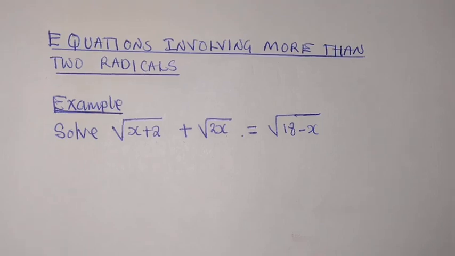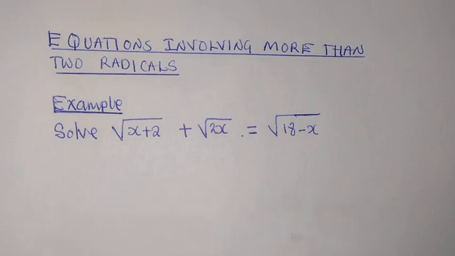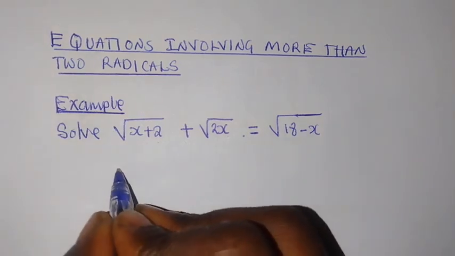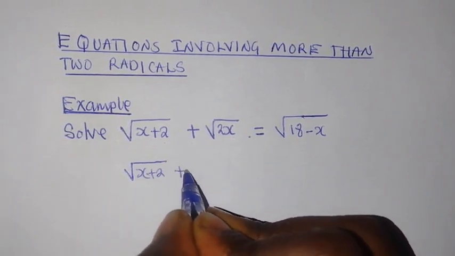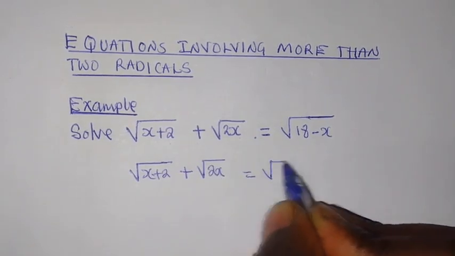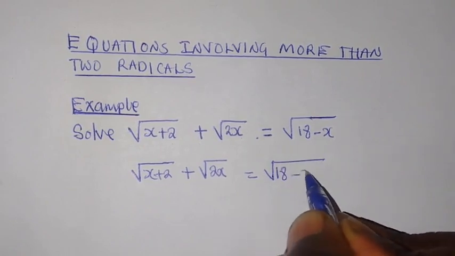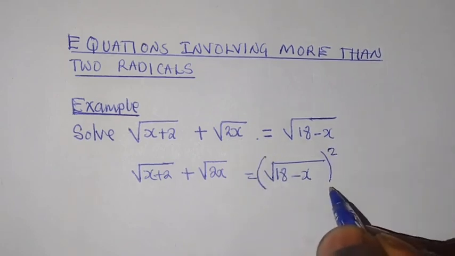So here we must know that in this case, it's impossible to isolate one radical on each side of the equation. So what we need to do is square both sides of the equation. So first thing, we are going to write our question. We'll write root of x plus 2 plus the root of 2x is equal to the root of 18 minus x. So I've said we need to square this, like this.